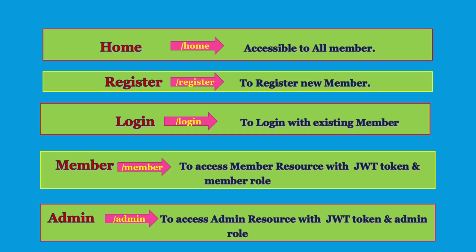And we have the admin resource which will be accessible with the JWT token and admin roles only. So these are all the various resources we are going to create and implement, and we are also going to test with various combinations. We are going to register a new member, log in with that, generate a token, and with that token we can access the member resource. We will also try to access the admin resource, and see how it fails with the member token. That scenario we are also going to cover, and with the admin token we will see how we can access the member resource as well as the admin resource. So all these things we are going to cover in this video.